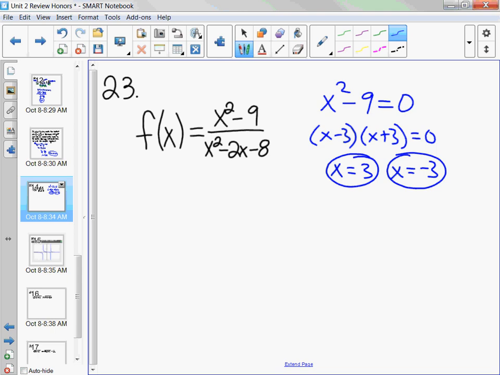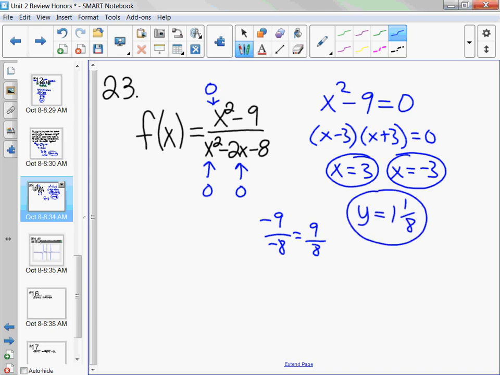My y-intercept I obtain by putting 0 in for x. So if I put a 0 in for each x, all I'm left with is negative 9 over negative 8, because everything else is 0, which is 9/8 or 1 1/8. So my y-intercept is 1 1/8. That's where it's going to cross the y-axis.